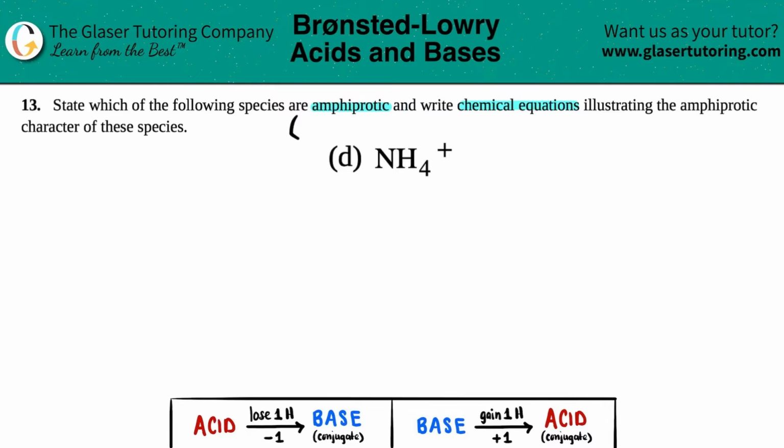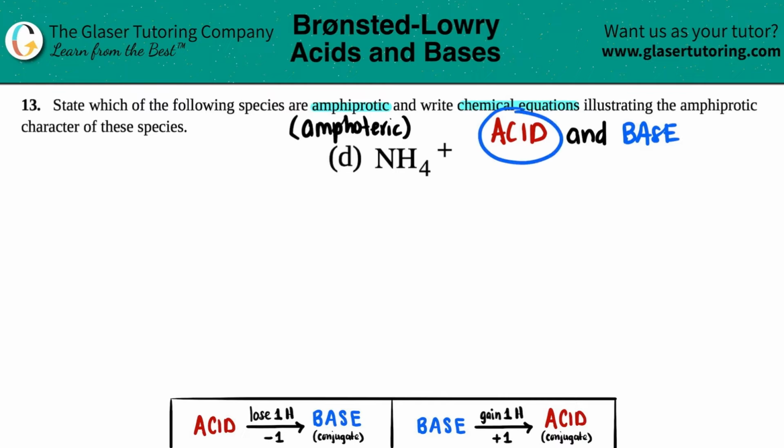Well, another word for amphiprotic that your teacher or professor might use is amphoteric. So amphoteric, amphiprotic, tomato, tomato. This just means that a certain ion or a molecule can act as an acid sometimes, and it can act as a base. It just depends on the situation. But the key thing is that your ion can act as an acid and a base. It has both properties.